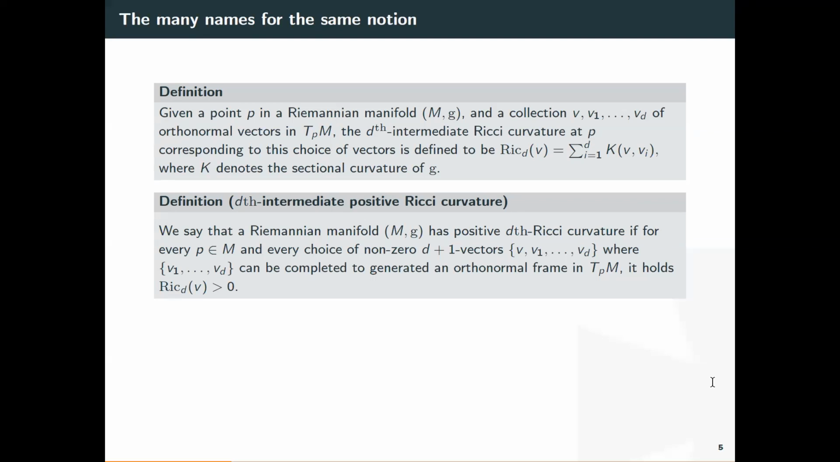For d equals 1, this is nothing but saying that the manifold has positive sectional curvature. For d equal to the dimension of the manifold minus 1, this is nothing but positive Ricci curvature. So we are really varying concepts from the most rigid, positive sectional curvature, to the weaker, if I can say so, positive Ricci curvature. And then we are collecting all the possibilities.